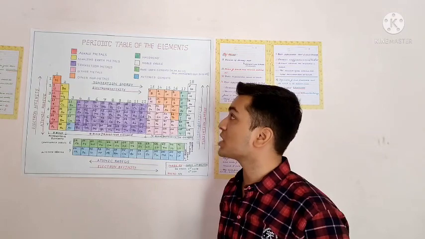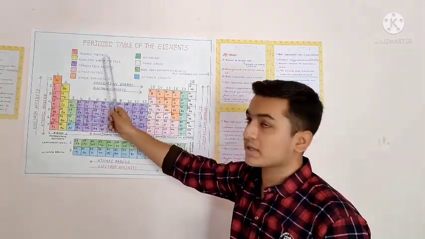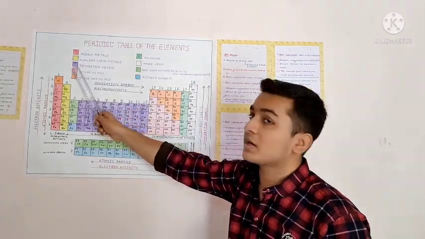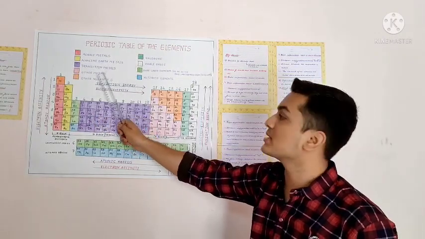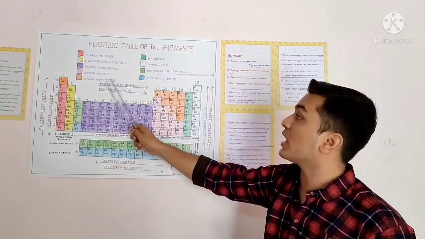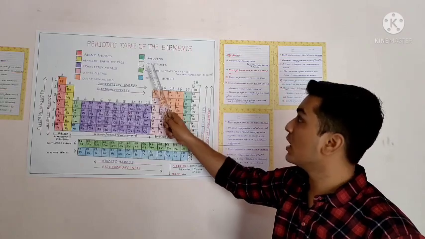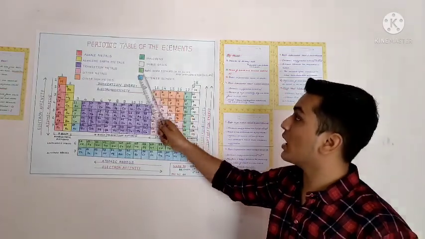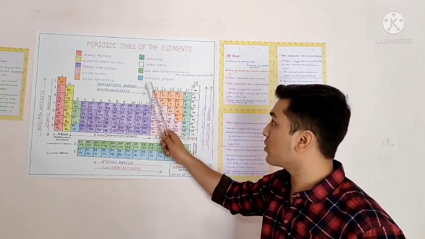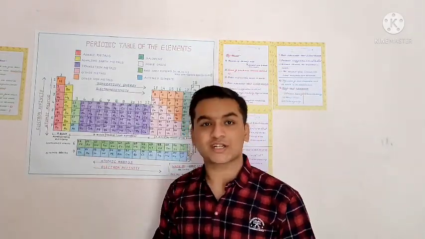Further, in basic introduction, the elements under the red color are known as alkali metals, under yellow color are alkaline earth metals, under violet color are transition metals, under pink color are other metals, under orange color are other non-metals, under dark green color are halogens, under white color are noble gases, under light green color are rare earth metals, and under blue color are actinide metals. So this was the basic introduction about this periodic table.